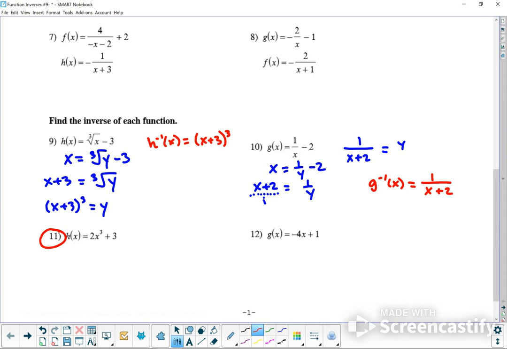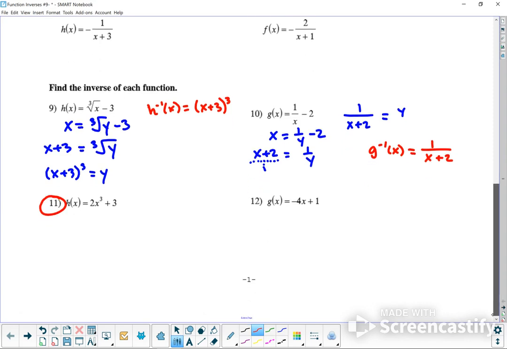Okay. 11 we did already. So let's go ahead and look at 12. Again, we're going to call this y for g of x. Swap it. So it'll be x equals negative 4y plus 1. This one should be pretty straightforward. Go ahead and subtract 1. So it'll be x minus 1 equals negative 4y. And divide both sides by negative 4. So we will end up with x minus 1 over negative 4 equals y.